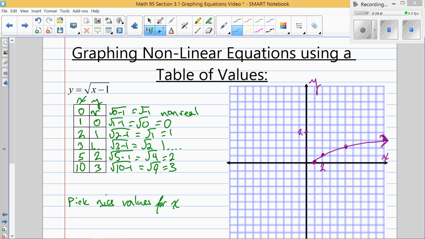So that concludes the lesson on graphing nonlinear equations using a table of values and plotting ordered pairs and all the other graphing equations. I hope you learned a lot, and I will see you in class.